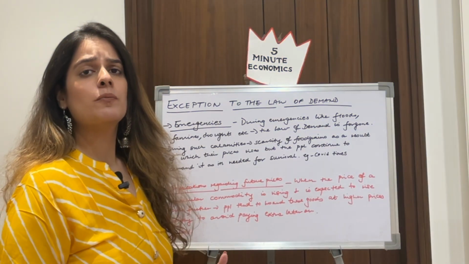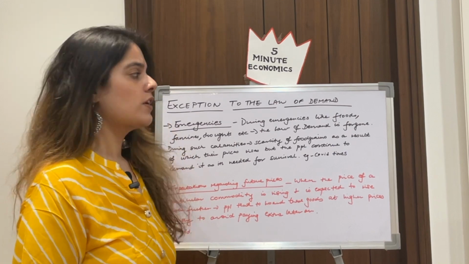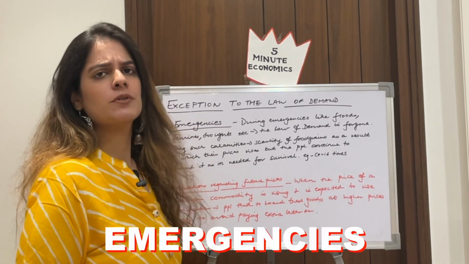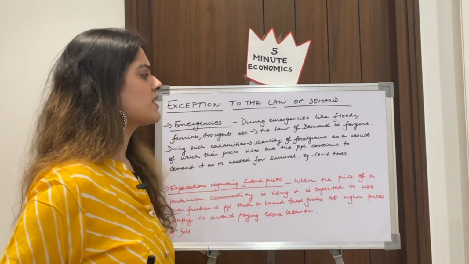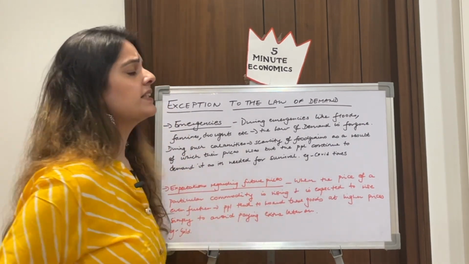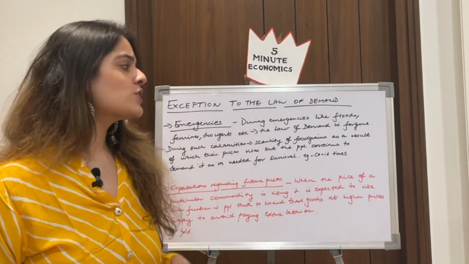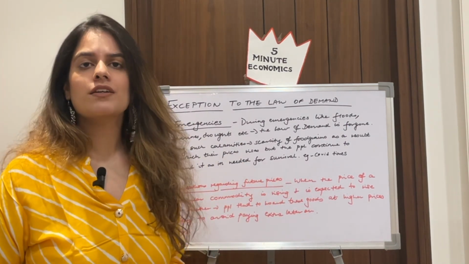Moving ahead to the other reasons for the positively shaped demand curve. Well, emergencies. During emergencies like floods, famines, droughts, etc., the law of demand is forgone. Why? During such calamities, scarcity of food grain is there, and as a result the price of which rises, yet people continue to demand it for the very survival.